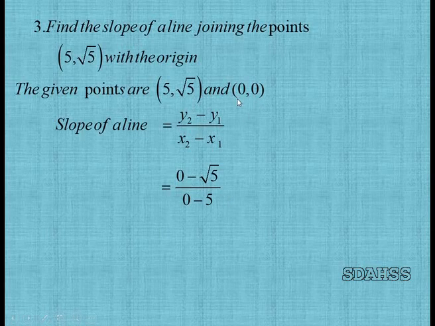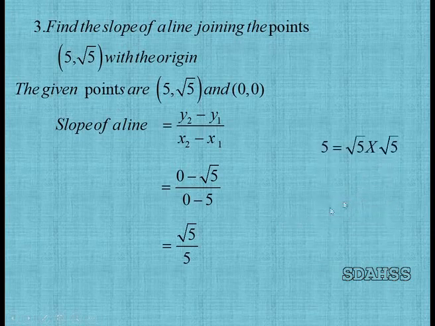in the place of x2 substitute 0, 0 minus 5. 0 minus root 5 means minus root 5 by minus 5. Minus minus cancel. So you have root 5 by 5. We know that 5 is equal to root 5 into root 5. So root 5 cancels. So remaining you have 1 by root 5.